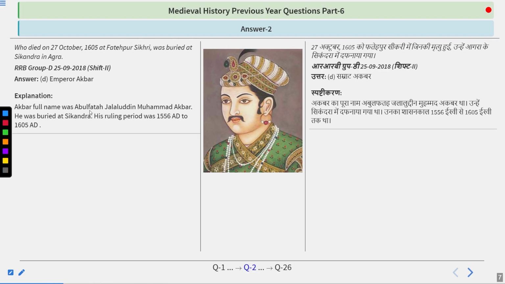Akbar's full name was Abdul Fatah Jalaluddin Muhammad. Akbar was the name given later by the people of Agra. He was buried at Sikandra. His ruling period was 1556 AD to 1605 AD. He became the king at the mere age of 13 only. He was the son of Humayun and Hamida Begum. So remember, he died on 27th October 1605.